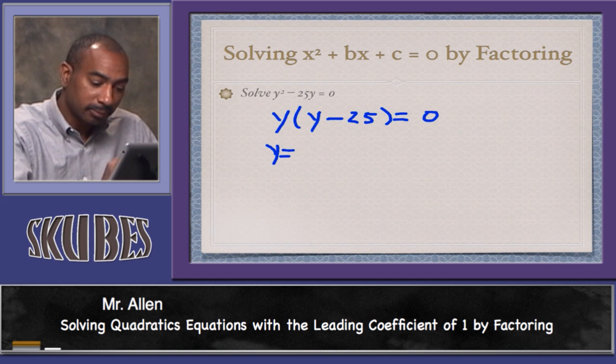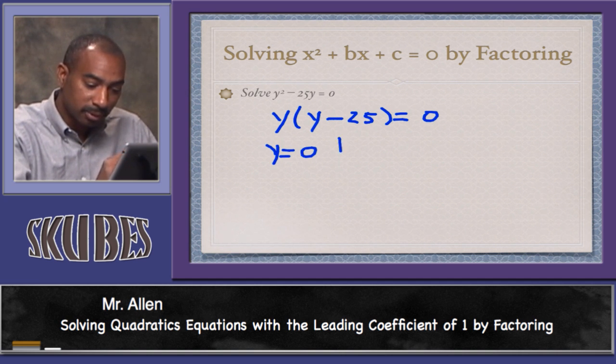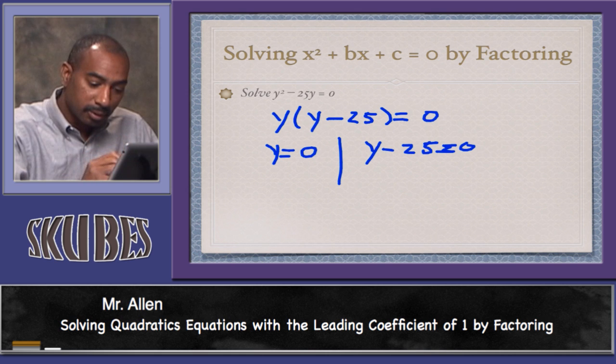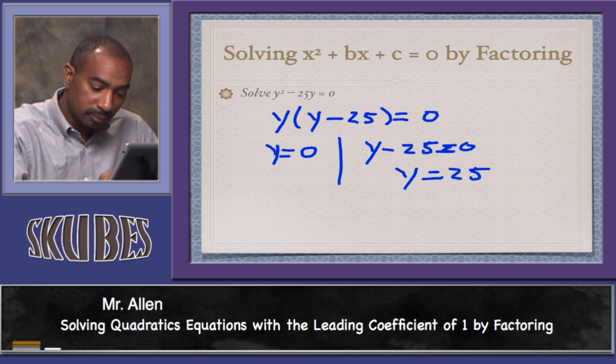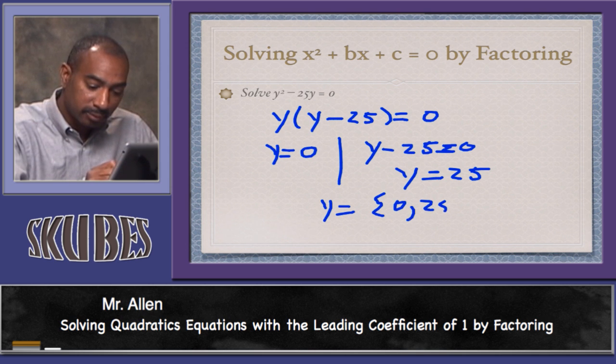So y equals 0. That's one solution. You have y minus 25 equals 0, which is y is 25. So you have two solutions, y equals 0 and y is 25.